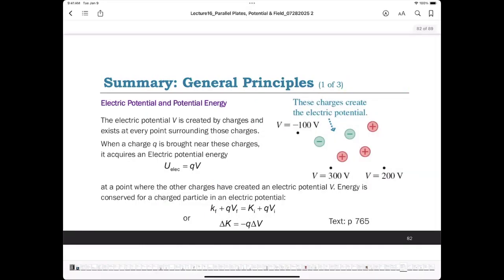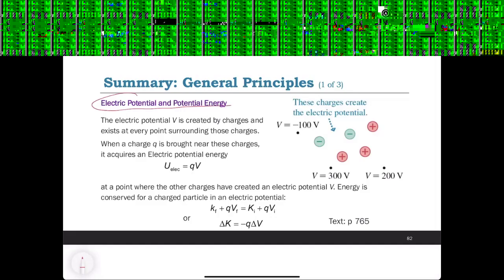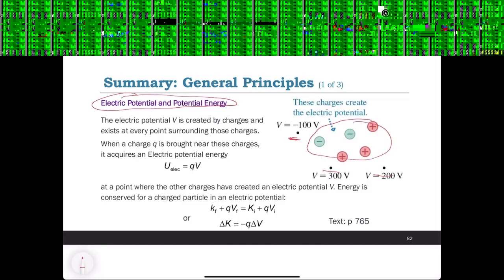Firstly, let's review what we talked about in the last class: electrical potential and electrical potential energy. The electric potential V is created by charges and exists at every point surrounding those charges. The electric potential V exists no matter if there is a charge around it. When a charge Q is brought near these charges, it acquires an electrical potential energy, and this is the equation for electrical potential energy: Q times V, the voltage.